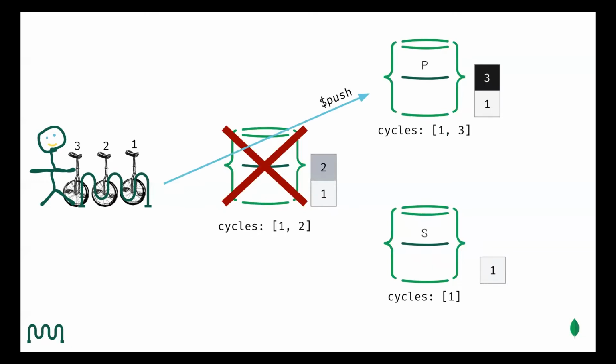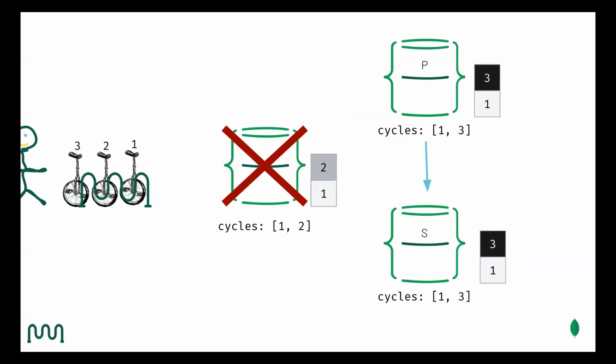The app sends a $push update to the new primary. This pushes Unicycle 3 onto the rack's cycles array and writes an op log entry at time 3 for the update. After writing the update to disk, the primary returns success to the app, notifying Alex it's safe to walk away. The remaining secondary eventually replicates the op log entry at time 3. This pushes Unicycle 3 onto the rack's cycles array in its own data.